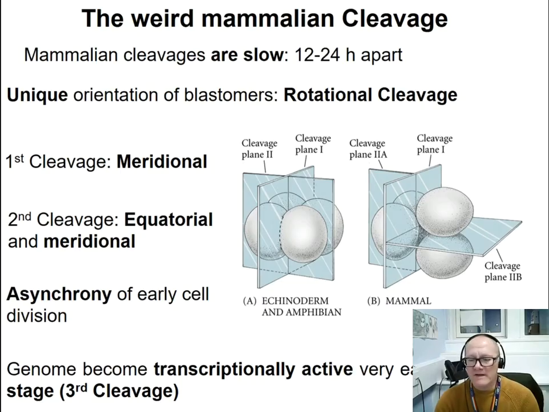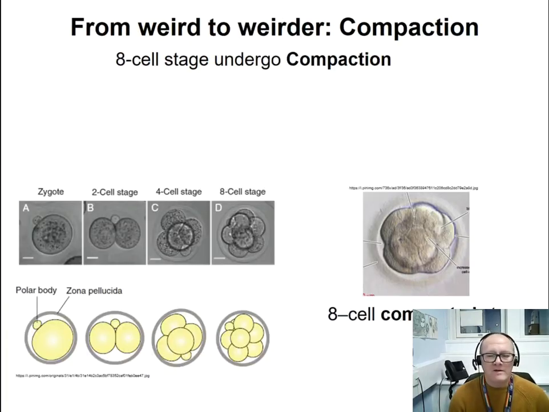And finally, one other thing that is quite peculiar in mammalian cleavage is that the genome of the embryo becomes transcriptionally active quite early, already after just 3 cell divisions. So when the embryo has only 8 cells after 3 cell divisions, the genome of the embryo becomes already transcriptionally active. And this is peculiar because in other species that's not the case. So why is it that the embryo of our species and other mammalian species become transcriptionally active so early?